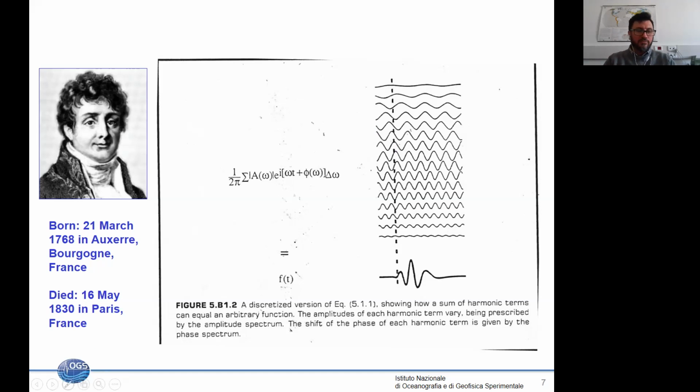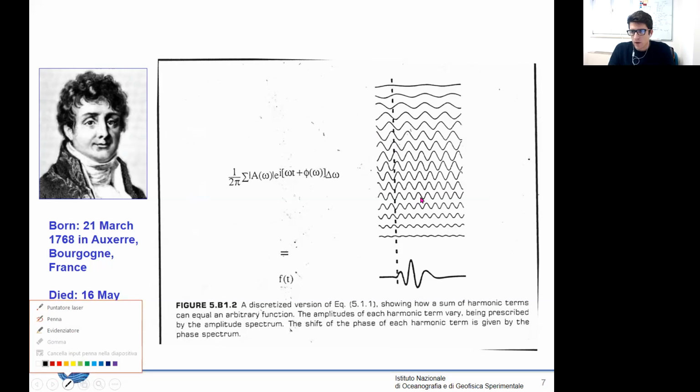Do you see my mouse? No, I guess. Do you see it? Yes. Okay. Sorry, because I was not sure you could see it.